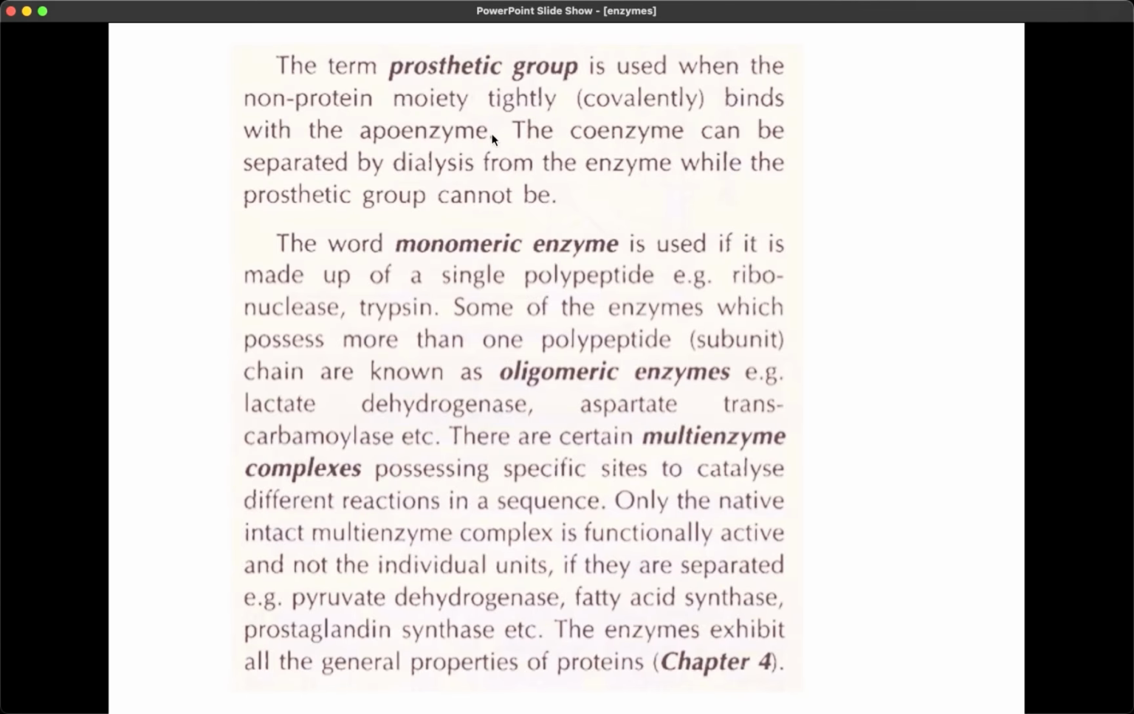And then there is another thing that is called prosthetic group. As the name suggests itself, it is just a prosthetic or a helping item which is tightly bound to the apoenzyme. It is also a non-protein part, and it is tightly bound to the apoenzyme part, and it cannot be separated. But the coenzyme part, which is the other non-protein part, both are non-protein parts.